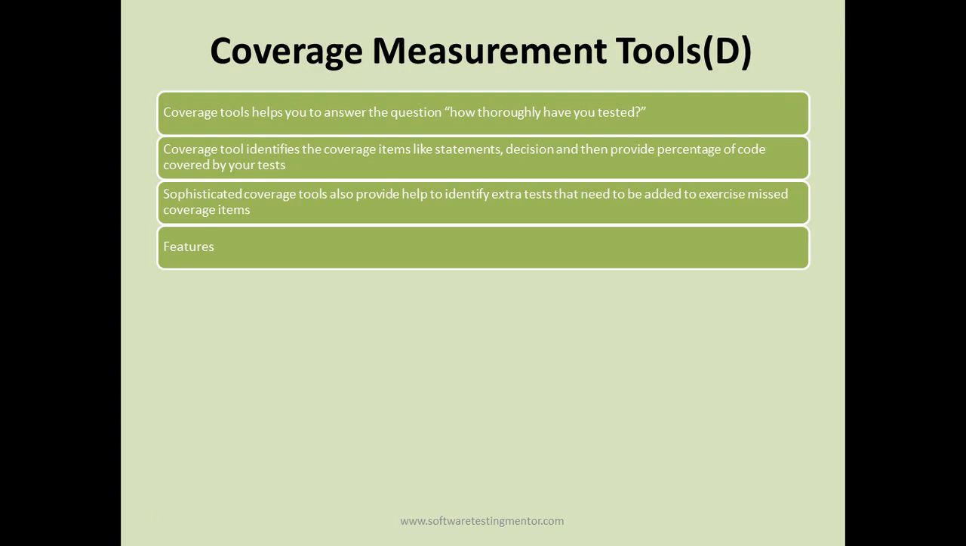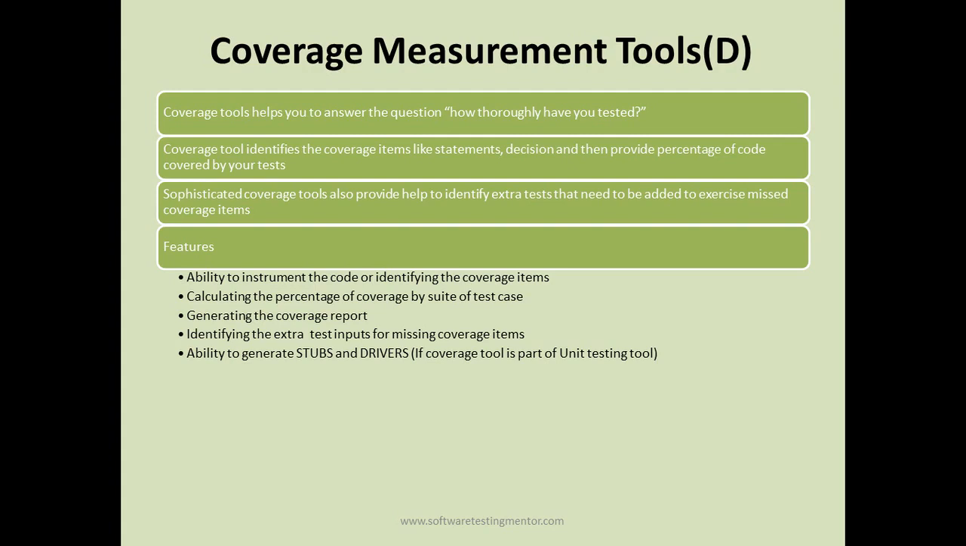Then what are the features of coverage measurement tools? Ability to instrument the code or identify the coverage items. So that's the first feature, that it identifies the coverage items like statements, decisions, conditions. So it identifies different coverage items of the code, and you have the ability to instrument the code as well. Then calculating the percentage of coverage by a suite of test cases. So suppose you have a suite of tests which has 100 tests, then it provides the percentage of code covered by that suite of 100 test cases.